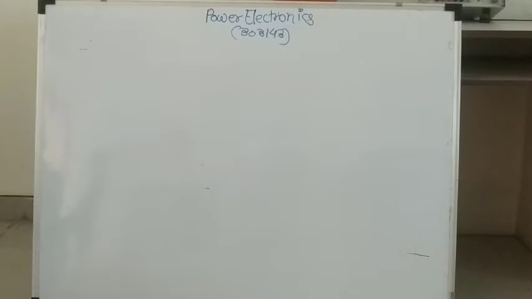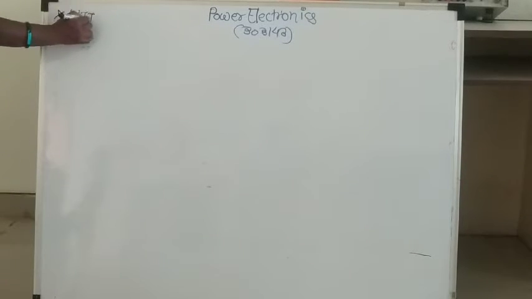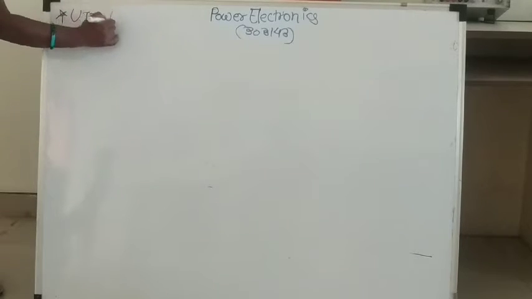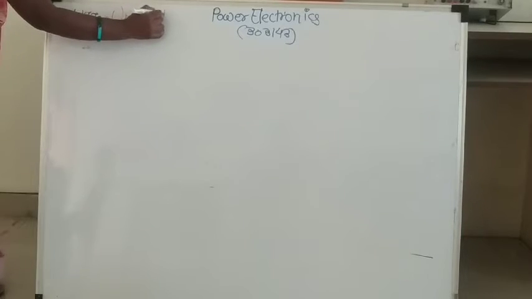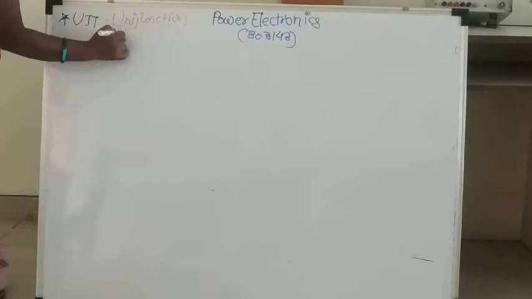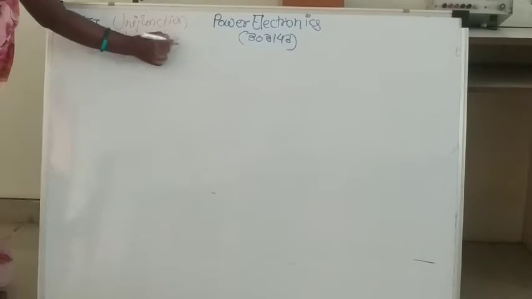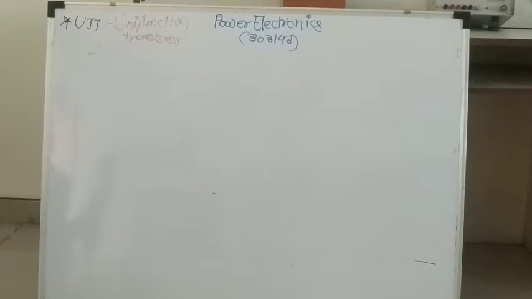Today, myself Professor UJT, explaining the power in power electronics. The topic is UJT. Now, give the heading. New topic is UJT. Now, what is the long form of UJT? UJT is nothing but Unijunction Transistor. Unijunction Transistor. Now, first of all, I will draw the diagram for unijunction transistor.